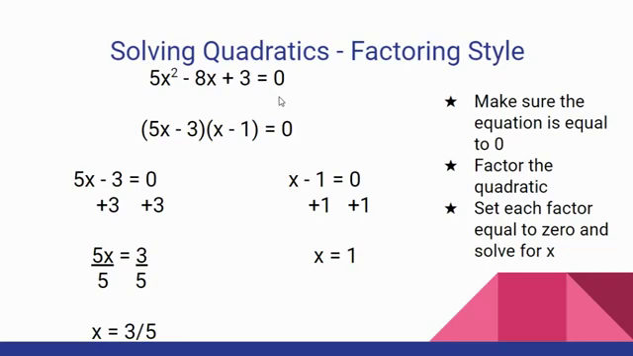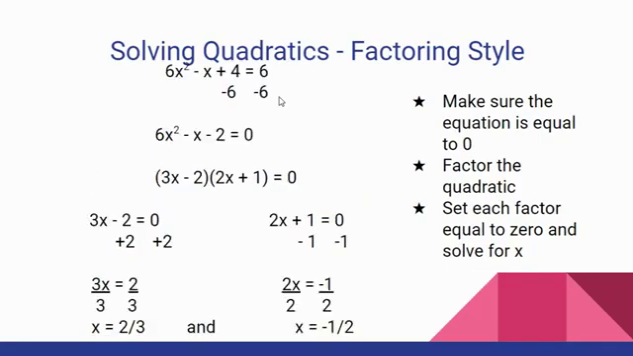So for the first factor, 5x minus 3, I set it equal to 0, then added 3 to both sides, and then divided by 5. My first solution is x equals 3 over 5. The second factor, x minus 1, I set equal to 0, added 1 to both sides, and my second solution was x equals 1. So this quadratic has 2 solutions, x equals 3 over 5, and x equals 1.